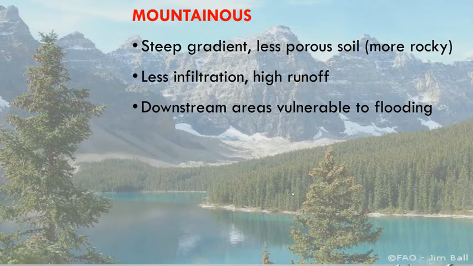Mountainous watersheds have steeper gradients and less porous soil because it's more rocky. So there's less infiltration and then higher amounts of runoff. Downstream areas here are fairly vulnerable to flooding because of the high runoff and the lack of infiltration.